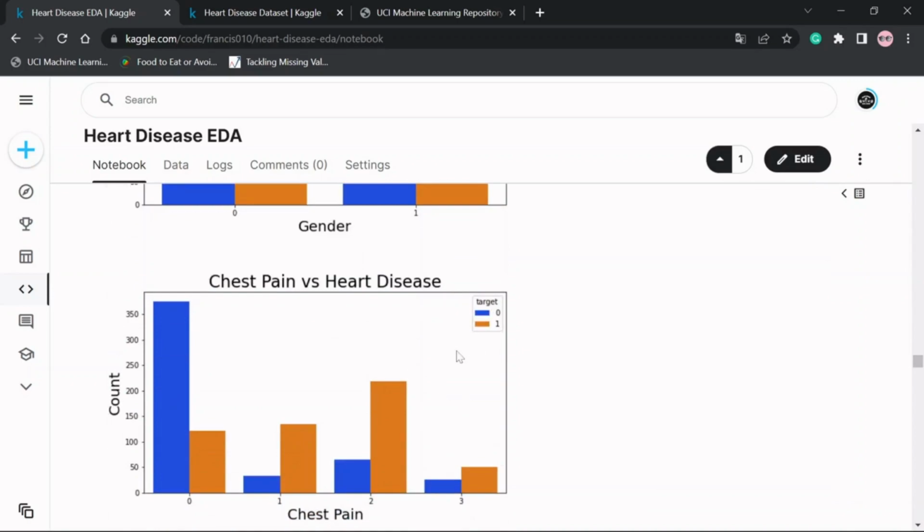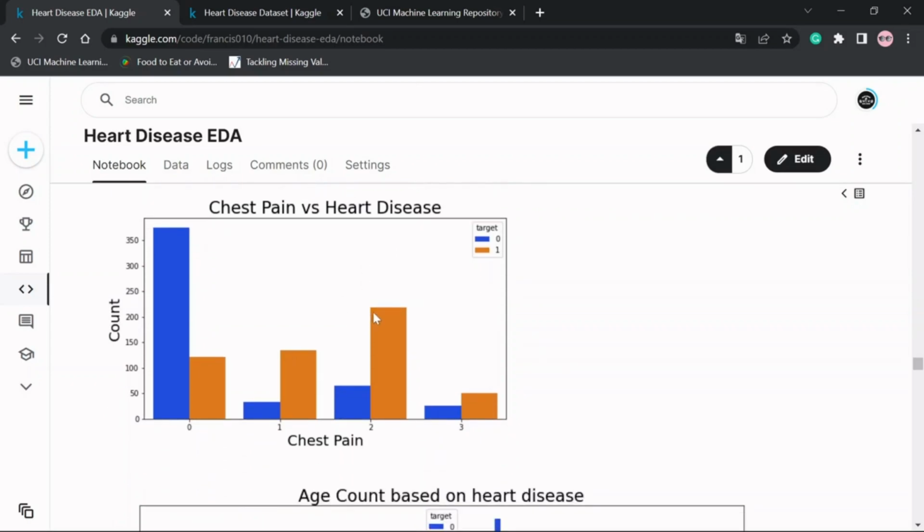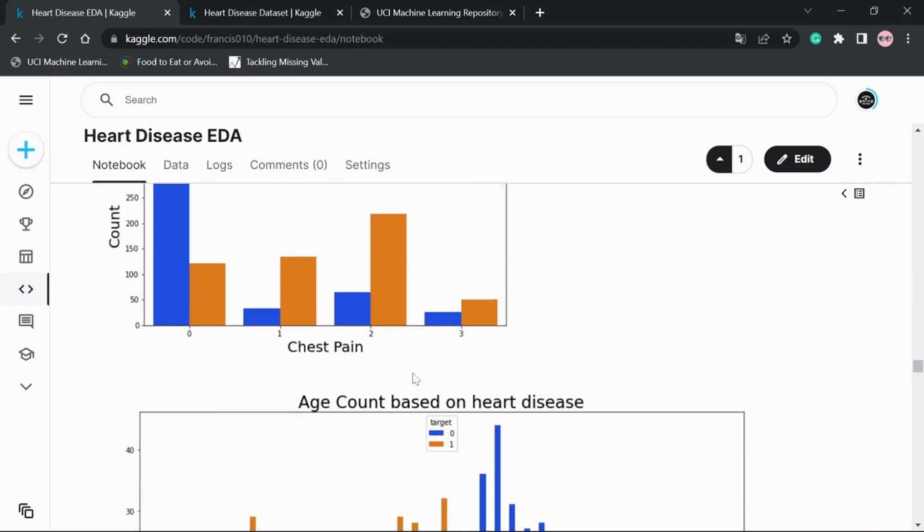Moving forward with the same plotting technique, what we have plotted is chest pain versus heart disease. The chest pain for the value 0, what we can see that most of the people lying in this zone are not having the heart disease. And the opposite case is in the value 2, most of the people are having the heart disease, which are having chest pain value as 2.